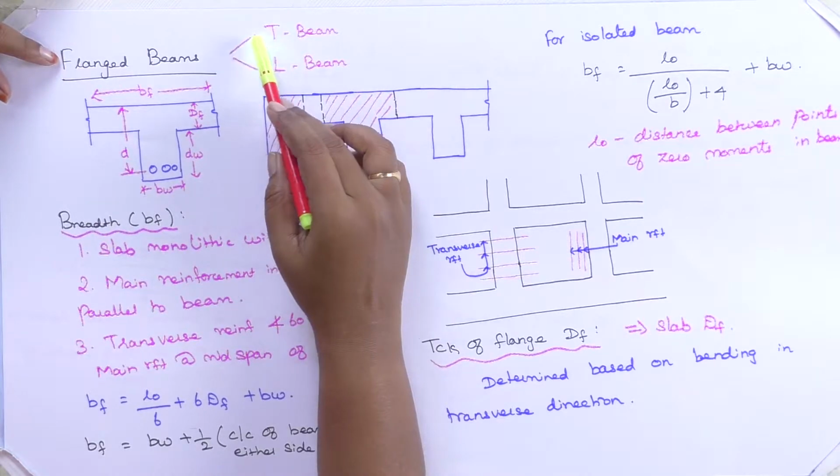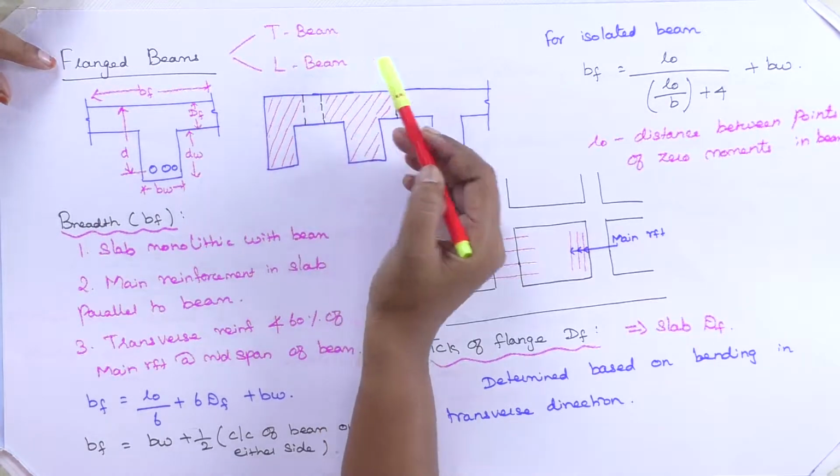What is meant by an L-beam? When the floor deck system is proceeding, at the end we have a slab. This is the end of my slab. Here we provide a beam. This is called an L-beam. Usually we see it as an inverted L-beam. Coming to flanged beams, we have the T-beam and we have the L-beam.